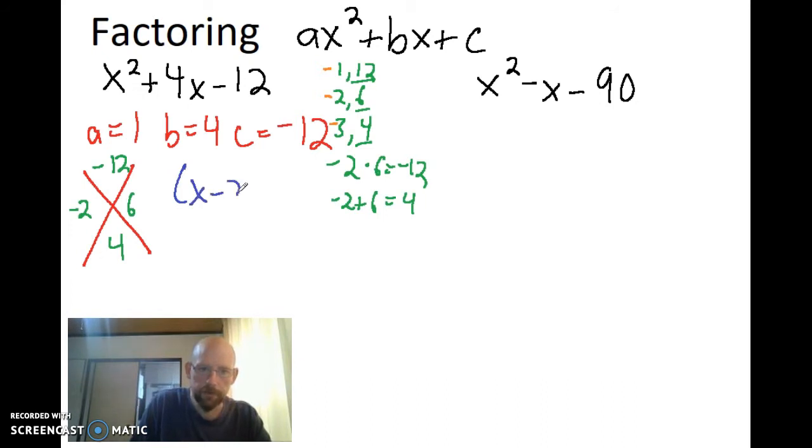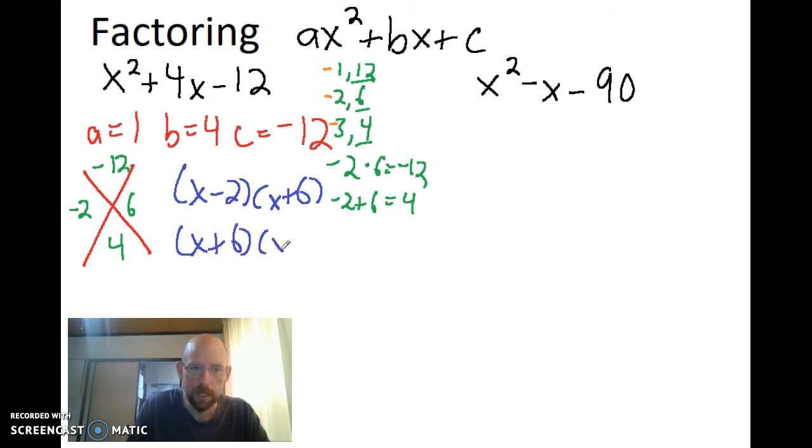X minus 2, X plus 6. Again, write it this way, it means multiplication. Again, we'll get more into this when we get into actually solving. Right now, we're just focusing on the factoring aspect. And if you switch it around, 100% okay. Just remember that plus 6 minus 2. Mix up the signs, completely different answer. We don't want that.